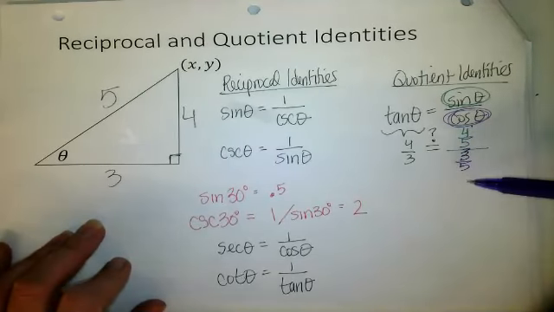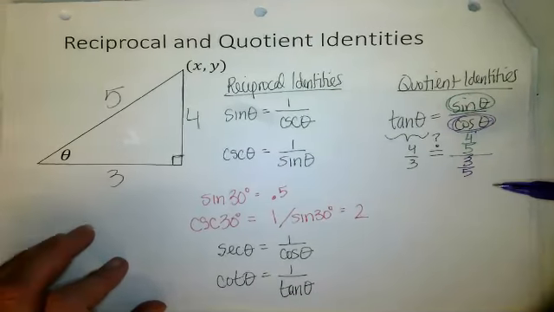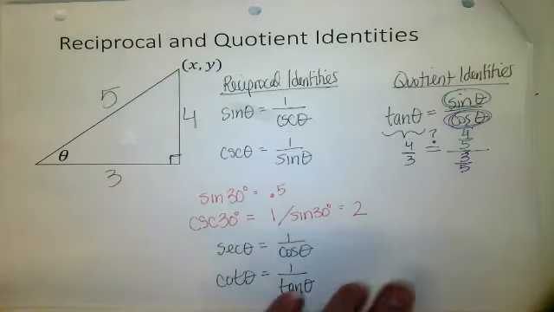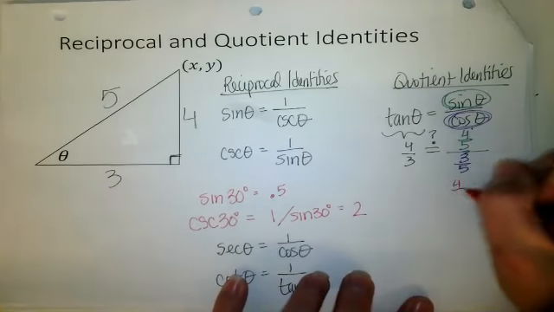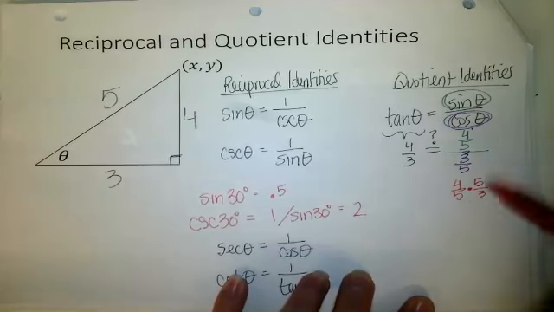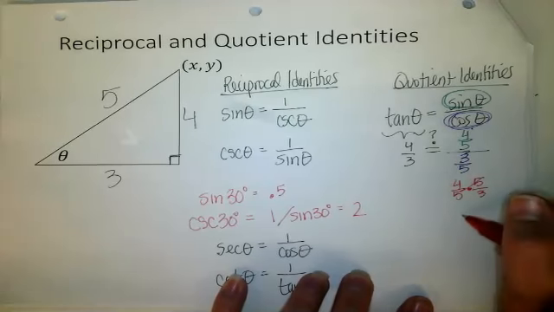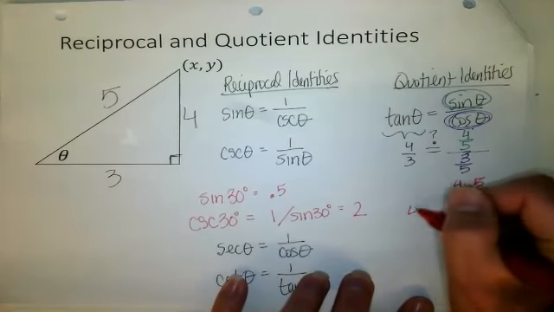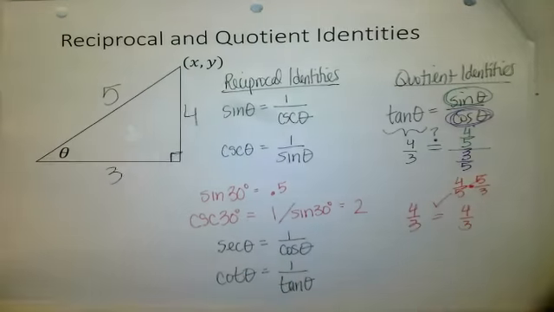How do we deal with that? Yeah, you multiply by the reciprocal, right? Keep change flip. Keep change flip. So this becomes 4/5 times 5/3. What happens to those 5s? They cancel out. And what do we get? 4 over 3. Oh, look. It matched. Oh, it is a true thing.